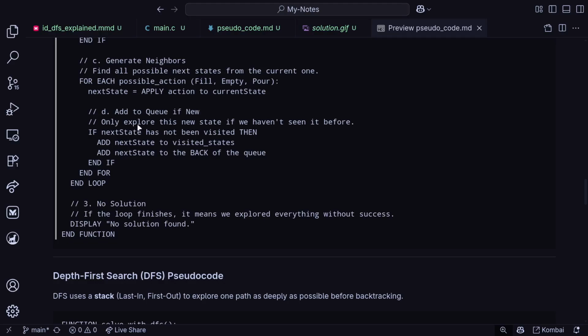Then you basically add to the queue if this is a new state. Only explore this new state if we haven't visited it, which means you also have to check the visited list to see whether you have already visited it or not. Suppose it is not the goal state, because we first check for the goal. Now we need to see that it's also not in the visited list. If it hasn't been visited, we need to add it to the visited states, and then we add the next state to the back of the queue.